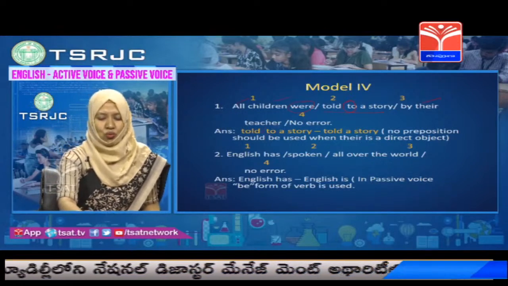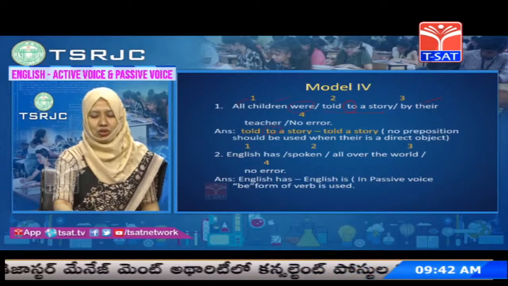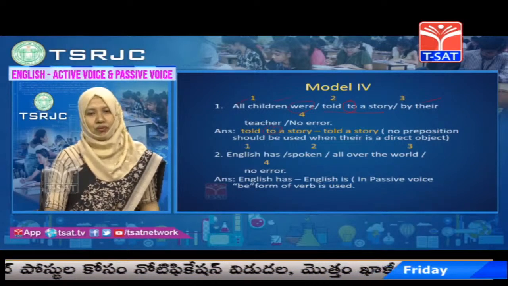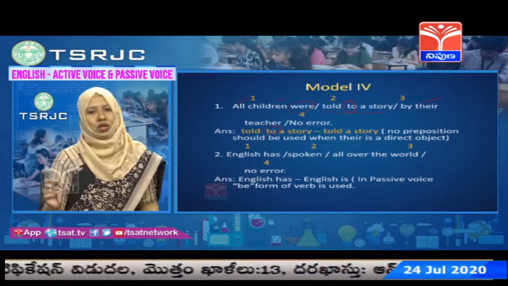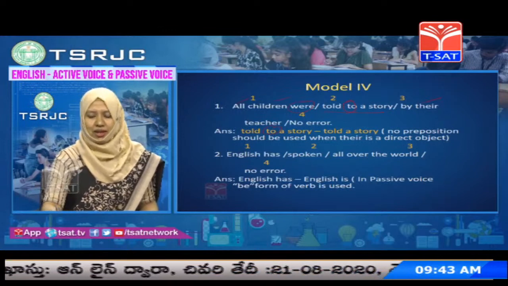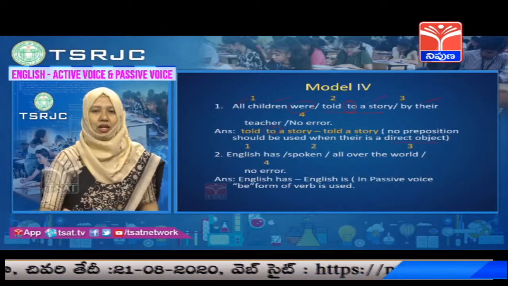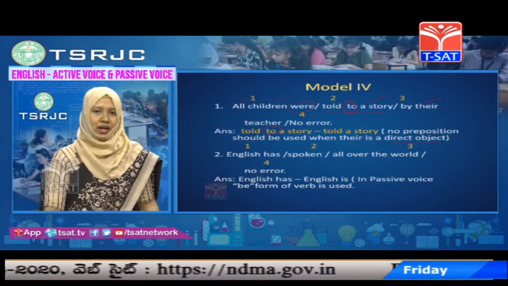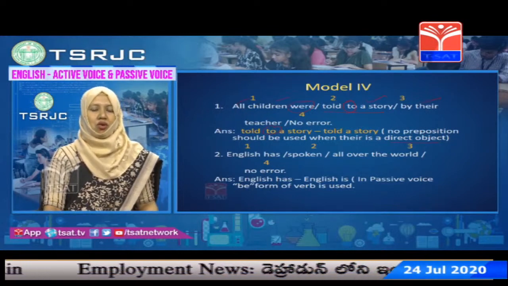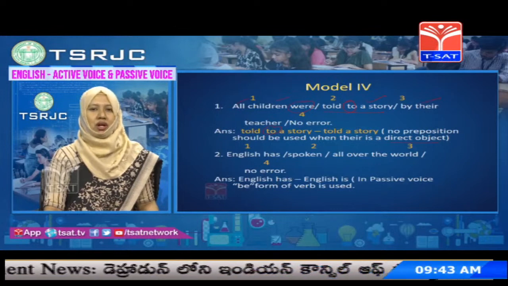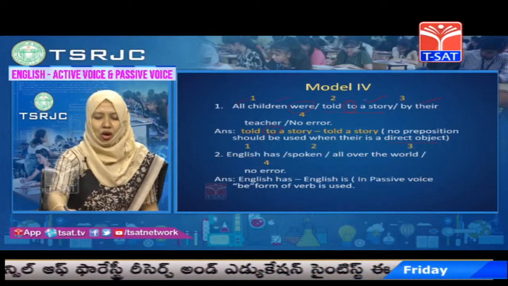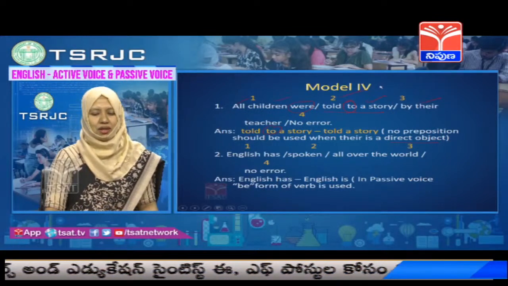So to is extra here, preposition. You should not say to a story. All children were told a story. You should use told a story, not told to a story. No preposition should be used when there is a direct object. Here story is the direct object. So when you are using a direct object, there is no need of any preposition. All children were told a story by their teacher. So there is a mistake in option 2. So correct answer is 2.